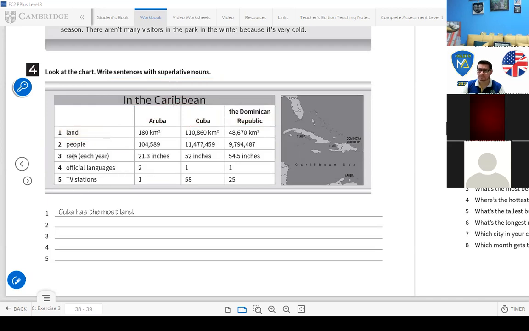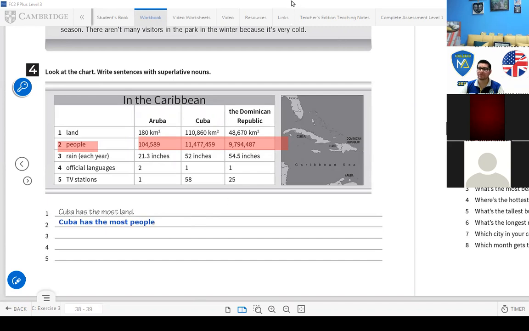Now it says, for example, what about the land? No, we can say, you look at the numbers and you say that Cuba has the most land, right? What about the people? Who has the most people? Cuba, right? Because Cuba has 11 million people, right? And you can say, Cuba has the most people. Yeah, that's it.